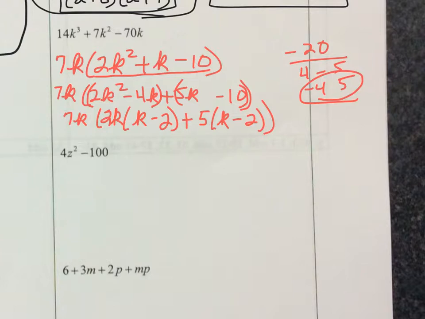So what have I got now? I've got a 7k, and then because my two parentheses match up, I've got a factor of k minus 2, and then I've also got a factor of 2k plus 5.